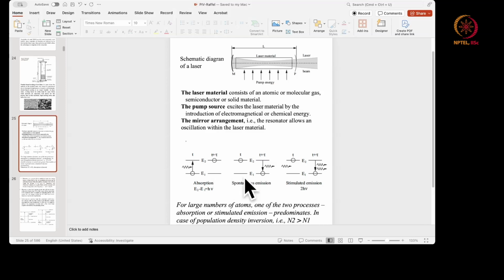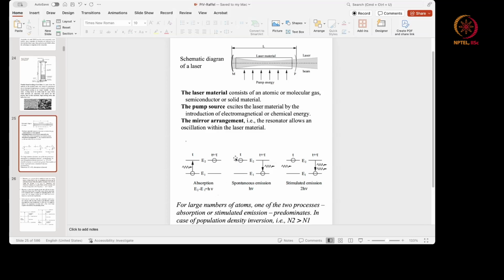This is the typical Einstein's two-level diagram in which there is a lower energy level and a higher energy level. When an incident photon of a particular wavelength or color impinges on this energy level, this photon interacts with this electron, and the electron absorbs the energy and gets promoted to a higher energy level after some time, tau. This is called absorption, where the difference in energy matches the color of the photon.